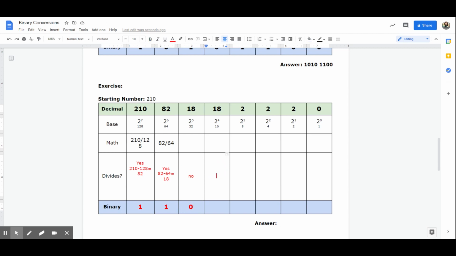Can all of 16 fit into 18? That's a yes. And then you'll take 18 and subtract 16 and have a remainder of 2. Can all of 8 fit into 2? That's a no. Can all of 4 fit into 2? No. Can all of 2 fit into 2? Yes. So it's 2 minus 2. And your remainder is 0. So 1 doesn't fit into 0. So this is your answer for that exercise.